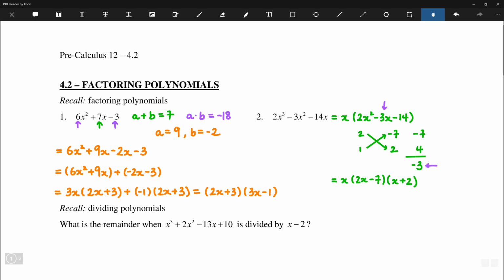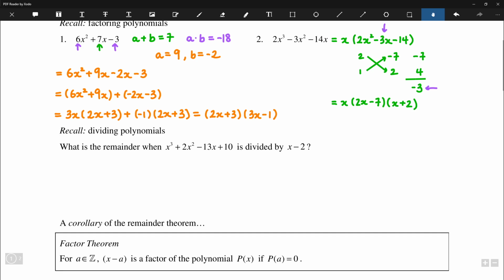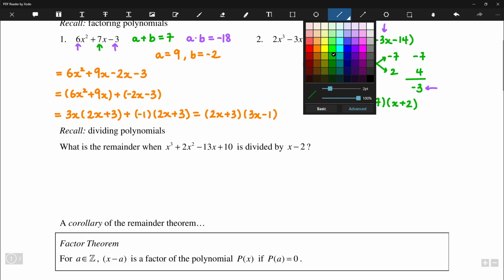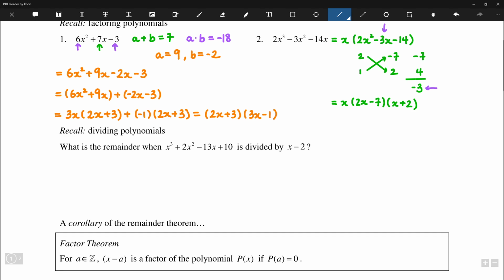Okay. So we're going to expand on the idea of factoring polynomials to factoring cubic polynomials. And that has to do with dividing polynomials, which we saw in the previous day, and also the remainder theorem. So this question here says, what is the remainder when x cubed plus 2x squared minus 13x plus 10 is divided by x minus 2? So there are a couple of ways of looking at this. Number one, simply use the synthetic division that we saw in the previous day lesson.